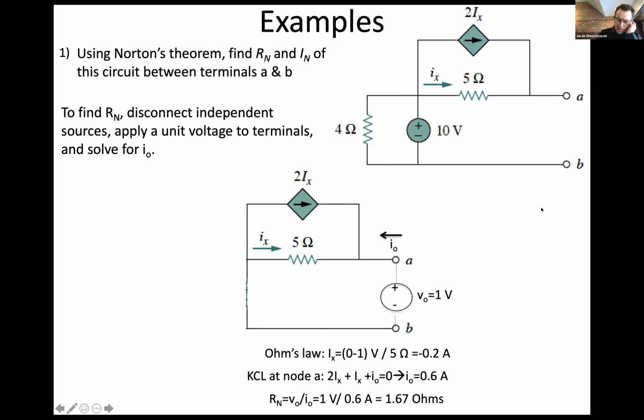All right. So let's see. Rn, by definition, is equal to V naught divided by I naught. And V naught was specified by us to be 1 volt. And I naught, we just solved for, was 0.6. So 1 over 0.6 is 5/3. So our Norton resistance is 5/3 ohms. Okay, so we're halfway done with the Norton equivalent of this circuit.